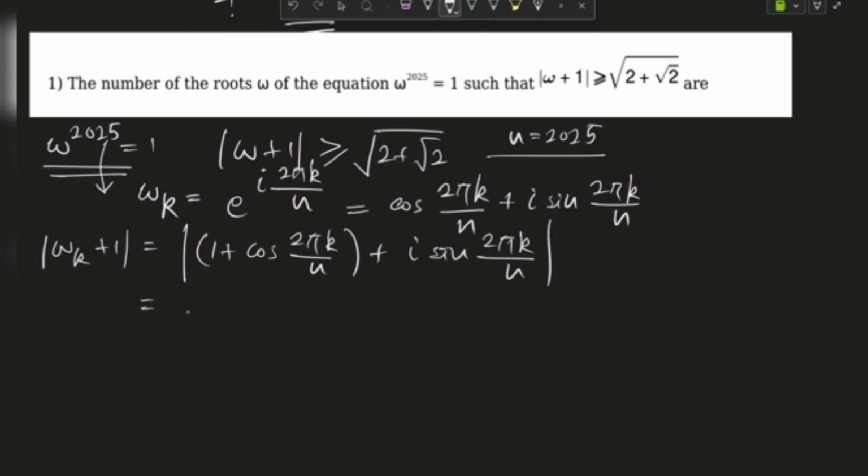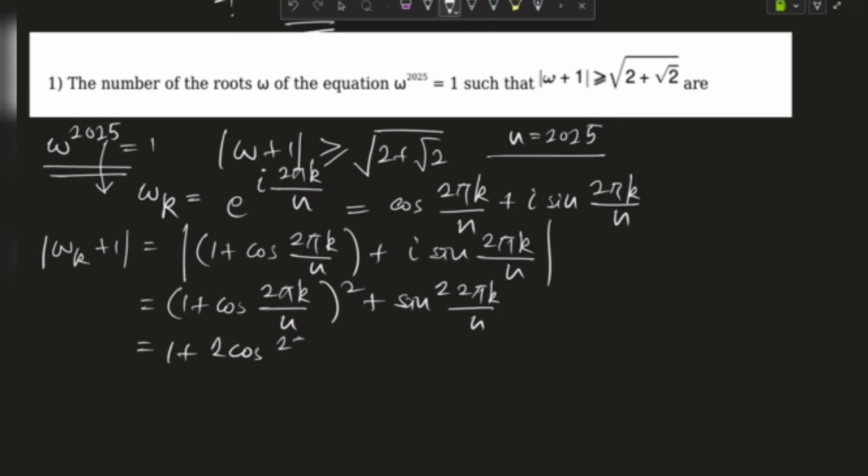And now to find the mod, we will square this and this up. So basically this will become 1 plus cos 2 pi k by n squared plus sine squared 2 pi k by n. So now if we open this square, this will become 1 plus, I guess, 2 cos 2 pi k by n plus cos squared 2 pi k by n and sine squared 2 pi k by n. So basically we have 1. So this becomes 2 plus 2, so 2 times 1 plus cos 2 pi k by n.